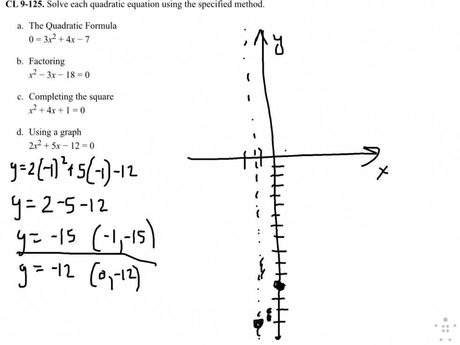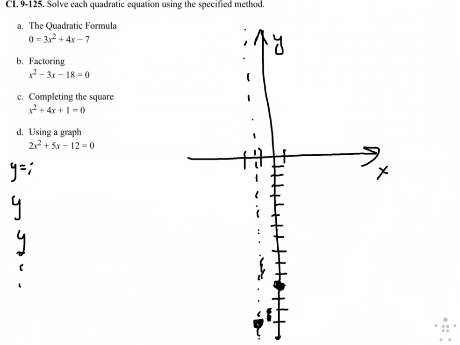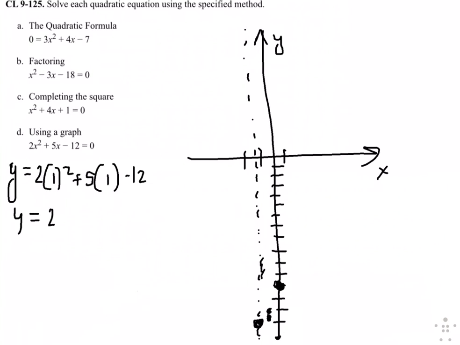Getting there. Let's put a 1 in. Let me make some space over here again. And we want to put a 1 in. y equals 2 times 1 squared plus 5 times 1 minus 12. y equals 2 plus 5 minus 12. y equals 7 minus 12, negative 5. So 1, negative 5. That's here. Let's put a 2 in.